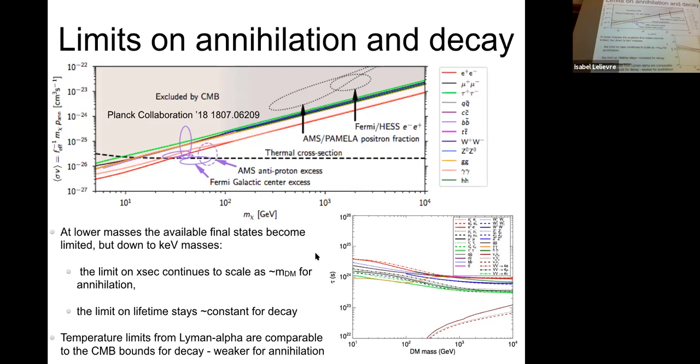As I said earlier, we have a temperature forecast that goes along with this. So you can compare those temperature bounds to limits from Lyman alpha. I'll show you the actual plot for that tomorrow, but they're comparable to the CMB bounds for decay and weaker for annihilation, which is again exactly what we expected from our parametric estimates on the first day. Okay, so that is my example of how particle propagation is important for our early universe constraints. It's our first example of an in-depth indirect detection constraint. So I'm going to stop there and take any more questions.